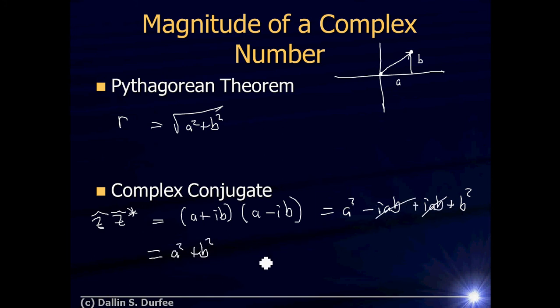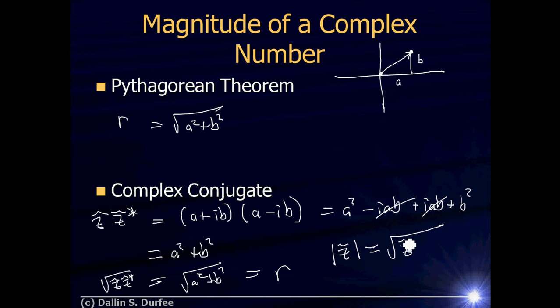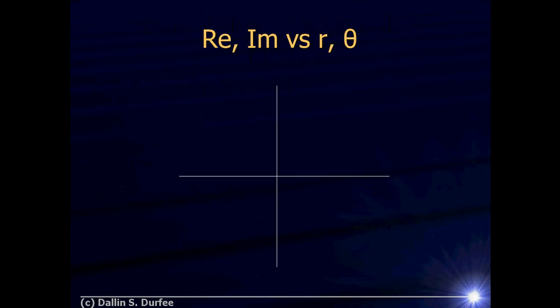Hey, look at that. So if I take the square root of that, z times z complex conjugate, that's the square root of a squared plus b squared, but that's just Pythagoras's theorem. That's r. So the magnitude, usually we write the magnitude of something by putting these lines on either side of it. I can write the magnitude of a number as just the square root of a number times its complex conjugate. Groovy, huh? Or I can also write it as the square root of a squared plus b squared if I know the real and imaginary parts of that number z. Okay.